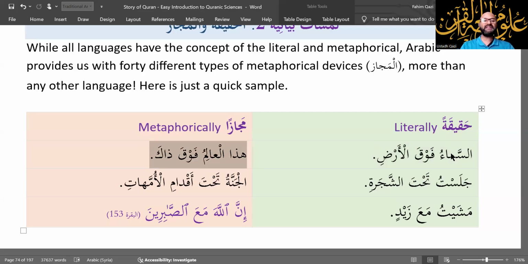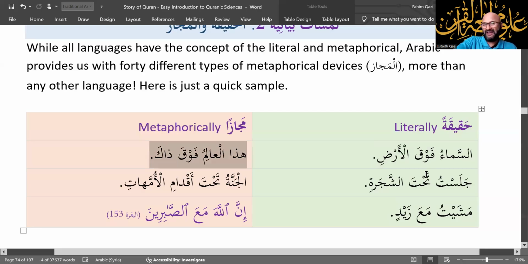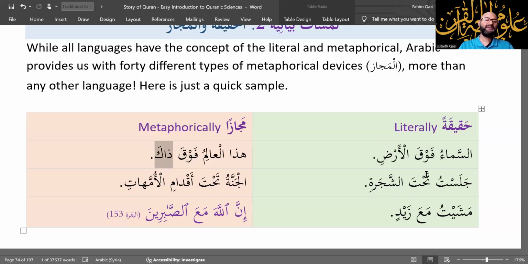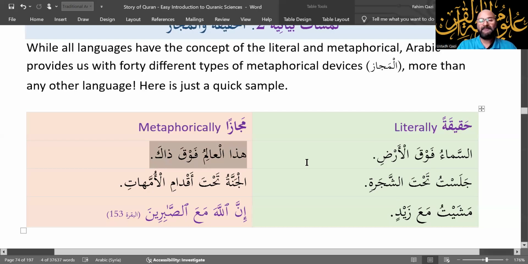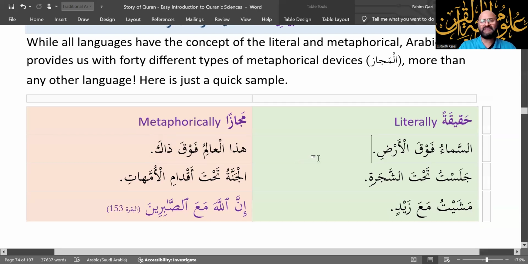But if you look at this statement here on the left, هذا العالم فوق ذاك, this scholar is over that one. Does that mean he's physically standing on top of his head? No. This is literal, this is metaphorical. This is not literal. And this is something very simple that you see in all languages, right?